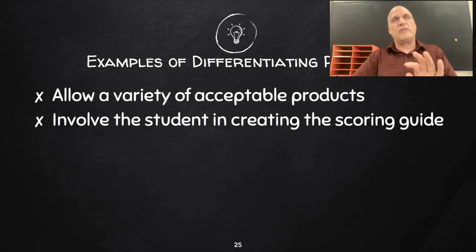We want to make sure that students are involved in the scoring guide. So when we create our rubric or how we're going to evaluate it, how involved is the student? What part of the process are they involved in? Do they have any say-so?